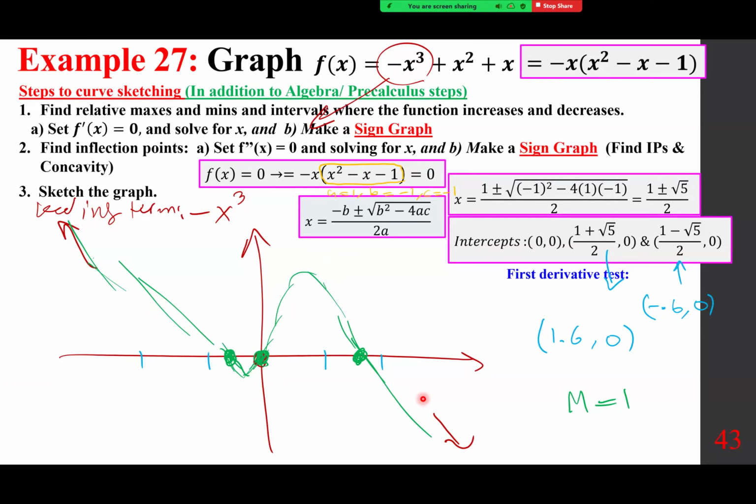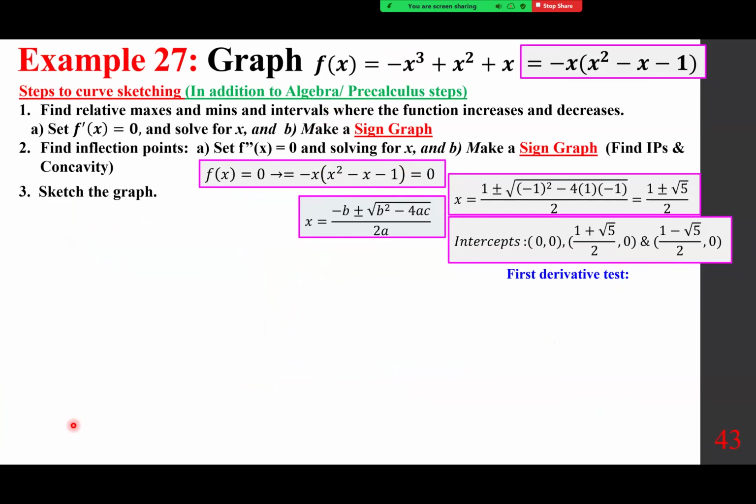What we are going to do is make it look better with more details. So I'm going to erase my work. The purpose of that was to show you we could still graph it using prior knowledge. All right, so the next step is to find f prime of x. We are going to differentiate. This one is easier: minus 3x squared plus 2x plus 1, and we are going to set it equal to 0.